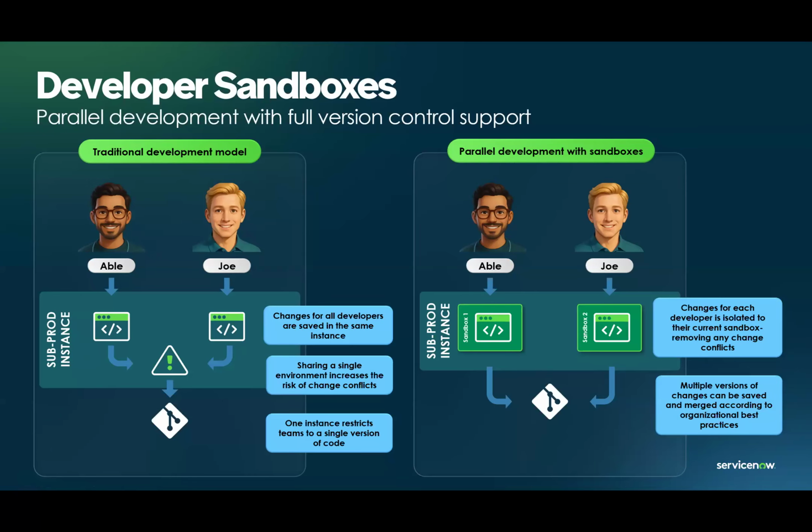If we look on the left side here, this is how development has happened on a single instance traditionally, right? Where Abel and Joe are developing on the subprod instance, and all of the conflicts and all of the issues resulting from building on the same instance, that all occurs before the merge to Git, right? So yes, in this traditional development model, there is version control. We can check things into Git, but it really didn't fit the way that Git was intended.